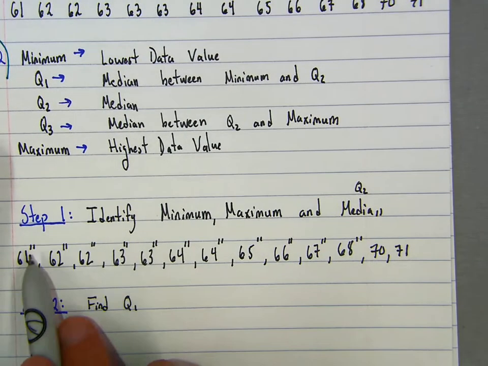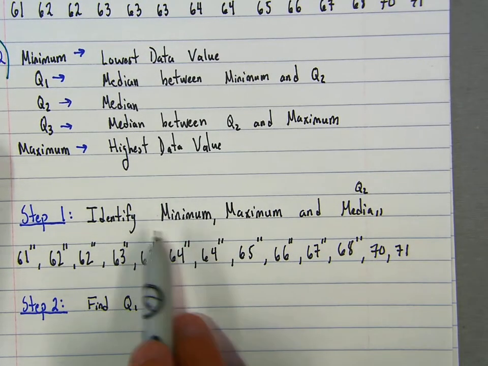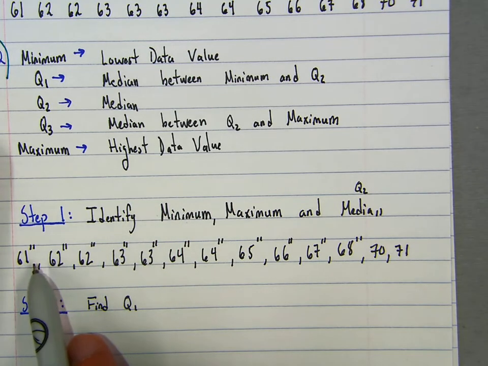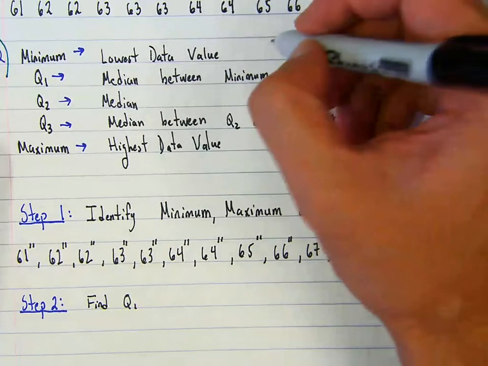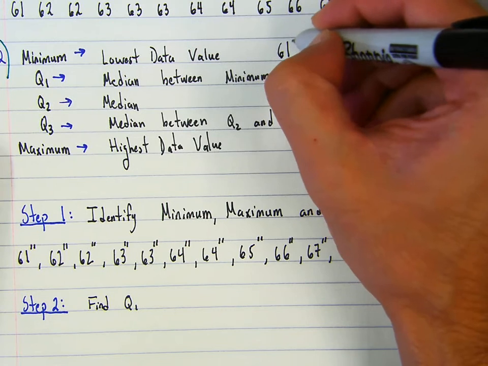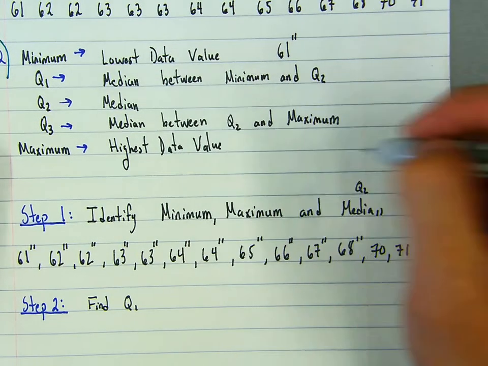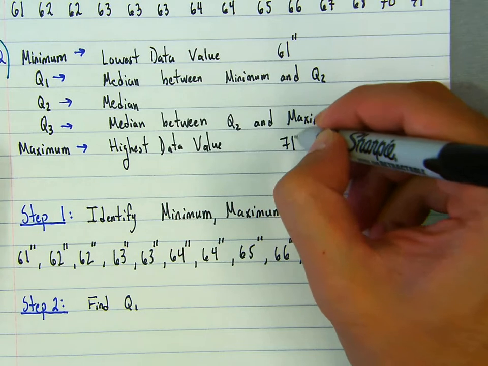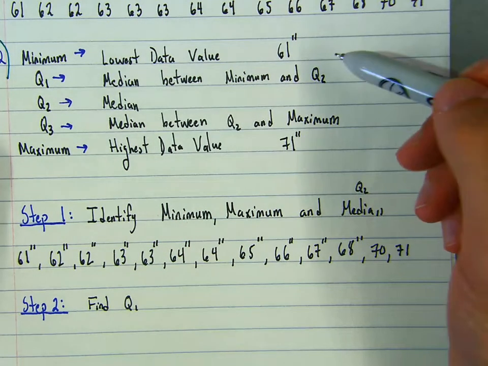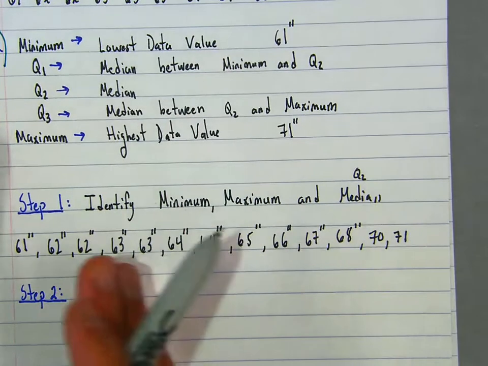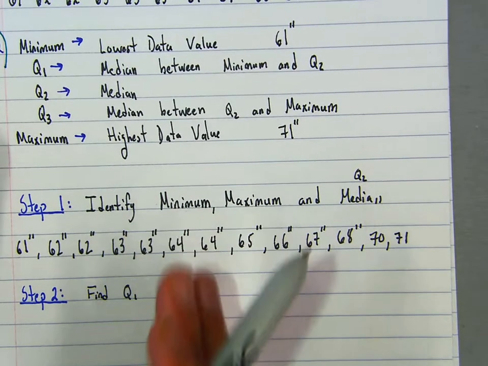Step 1, I organize the data values, right? And let's identify the minimum, which is the lowest value within our data set. It's 61 inches, so we could write that over here, 61 inches. What is the highest value? It is 71 inches. That's the tallest person in the room. Now here, how do you find the median? The median is like the middlemost number.